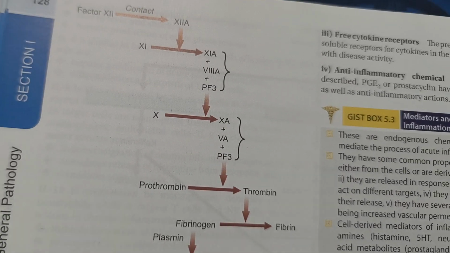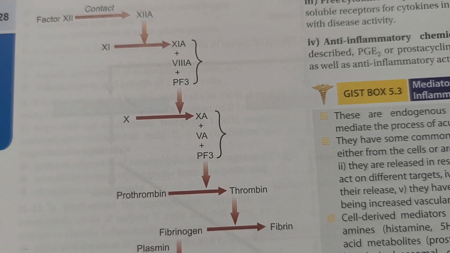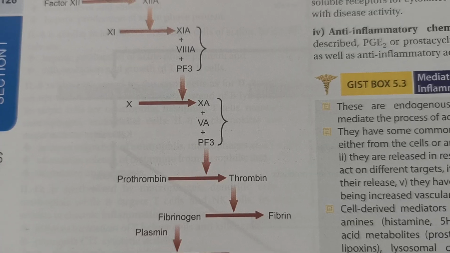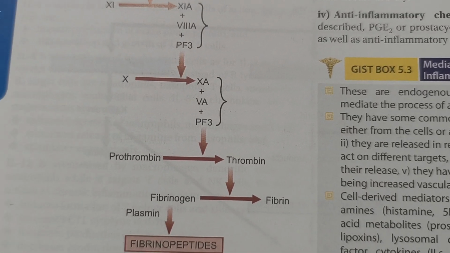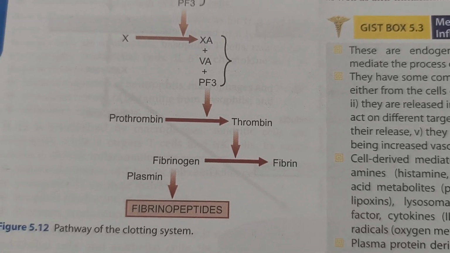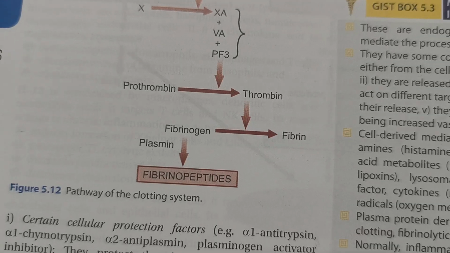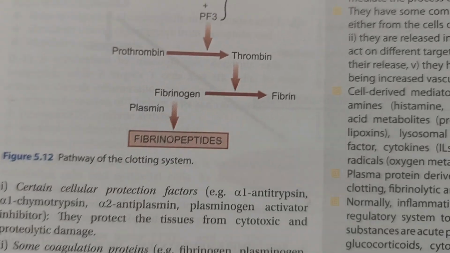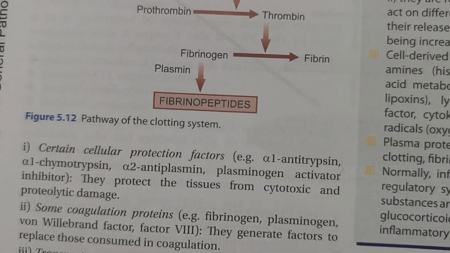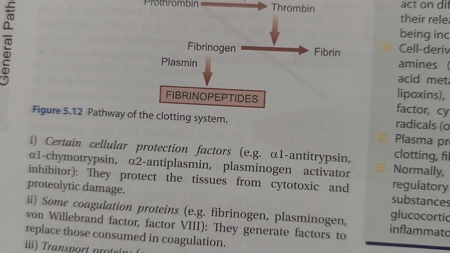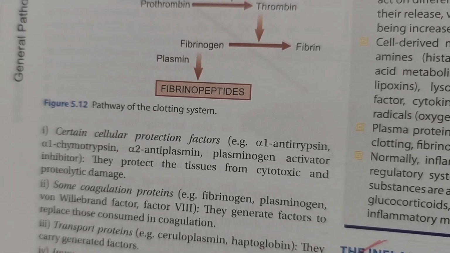So, activated factor 12 leads to activation of factor 11, then 8, then PF3, which all three together activate factor 10, 5 and PF3, which combinedly activate thrombin from prothrombin, which activates fibrin from fibrinogen, which is acted upon by plasmin, which leads to formation of fibrinopeptides.